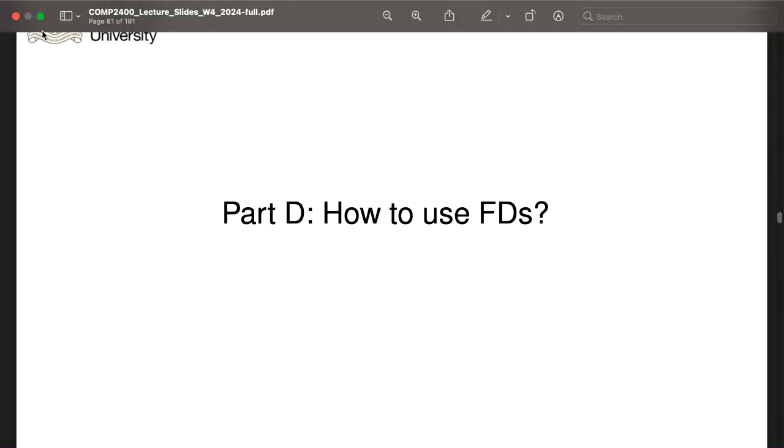Right, let's get started again. How to use the function dependencies. Today we are going to talk about how we can use the function dependencies to find the keys. Next week, we are going to talk about how we can use the function dependencies to break a table into smaller tables to avoid design issues like inconsistency, redundancy, or update anomalies. So that will be next week. But today we are going to talk about how we can use that to identify keys.